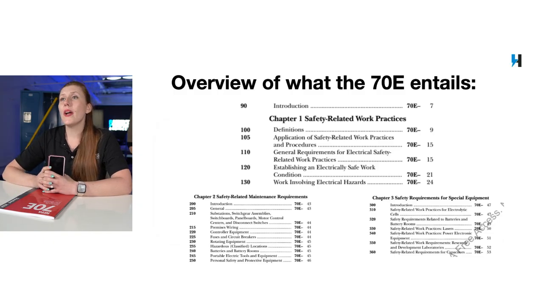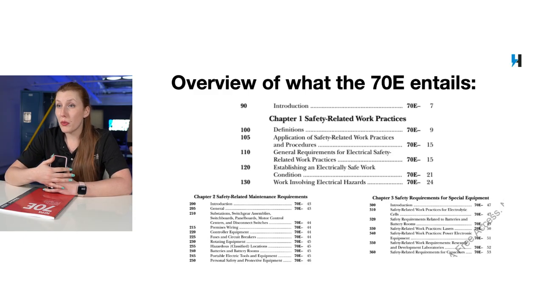Okay, so a quick overview of what the NFPA 70E entails. First up, Chapter 1, Safety-Related Work Practices, is probably the most commonly referenced chapter, the most commonly referenced section of this book. It has the application of safety-related work practices and procedures for pretty much every industry. Not all, but the vast majority.